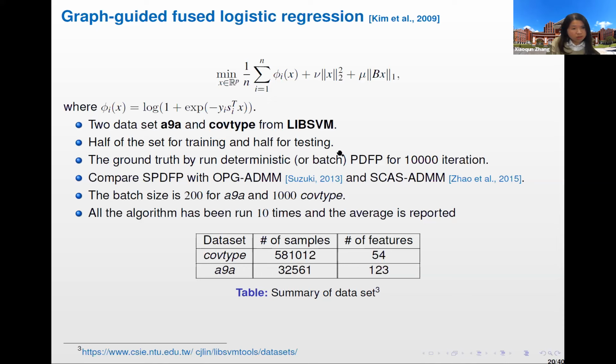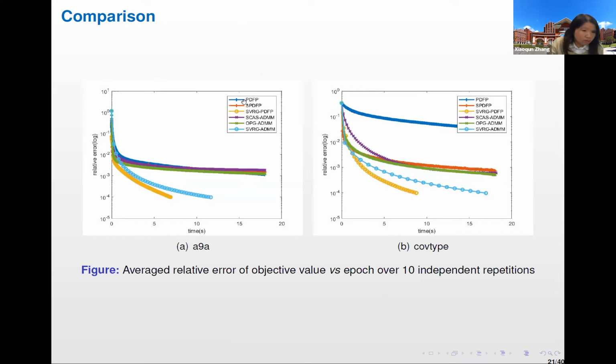The first one is still on this data problem, okay? We look at this logistic regression problem in terms of a graph, okay? So this graph is obtained by the inverse covariance matrix. And we compare this to several ADMM type methods. We have these two data sets. So we have a huge number N, okay? N is huge, but here the size of X is not that big. This is the number of features. And we have this behavior compared to PDFP, which means the deterministic one, okay? SPDFP is the first one without variance reduction, and SVRG PDFP is with variance reduction. And of the other three ADMM types, one is also with SVRG, with variance reduction.